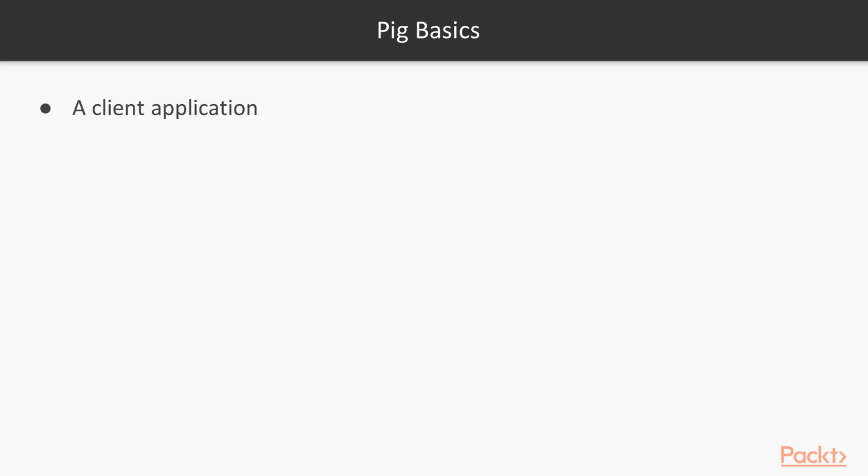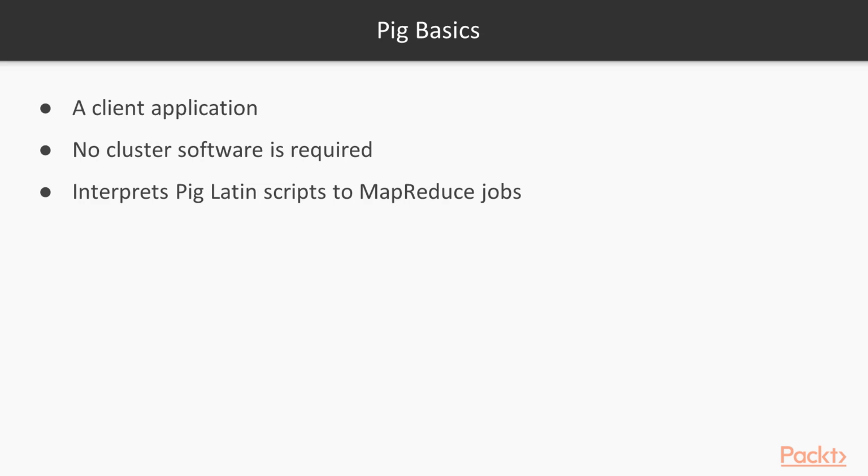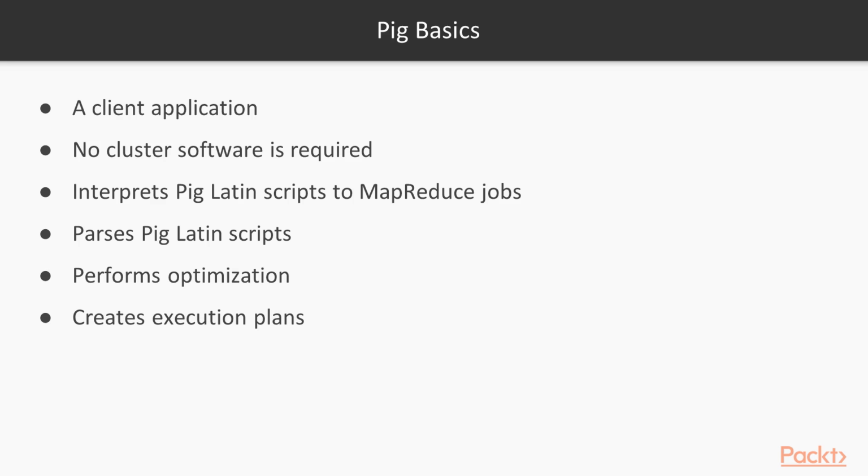Now, understanding Pig basics. Pig is a client application. No cluster software is required to manage Pig. It can interpret Pig Latin scripts into MapReduce jobs. That is, if you write a command in Pig Latin, it will convert that into a MapReduce job. It parses Pig Latin scripts, performs optimizations, and creates an execution plan. Once this execution plan is created, it is submitted as a MapReduce job, and this execution plan can be converted into a MapReduce job to perform the desired operations.